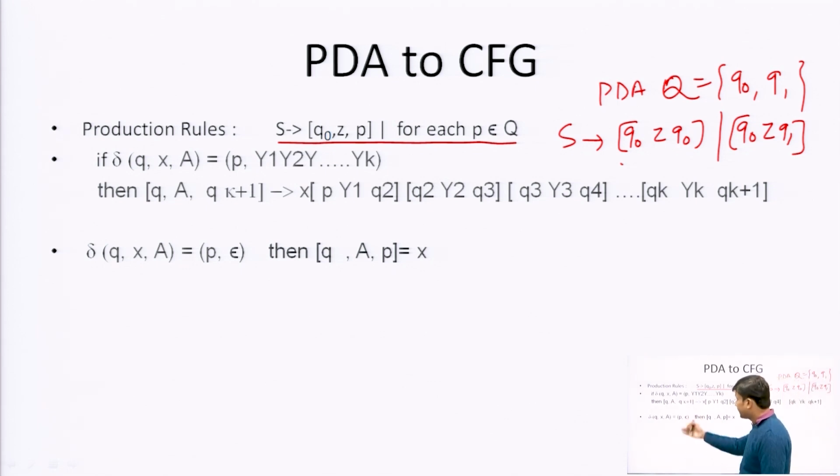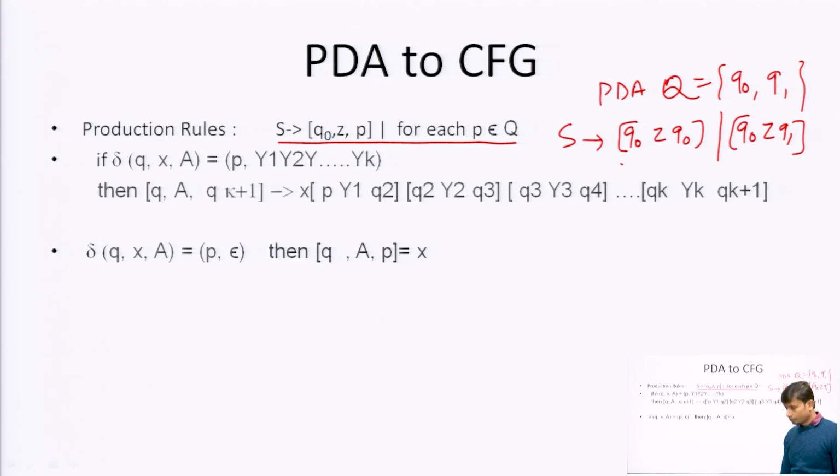Then after this, see what we have here. This is Q, the input is X and the stack top is A. So here we push Y1, Y2, Y3, like that Yk. So a number of symbols are there to push. This means we push some symbol. If input is X and stack top is A, we push some symbol into the stack.